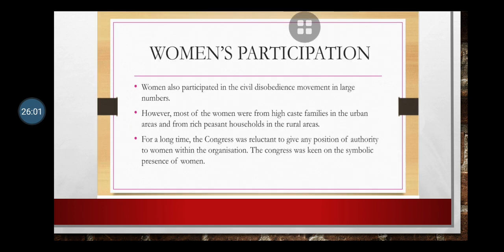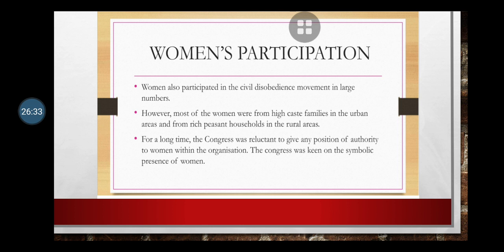And if we talk about women's participation, then we find that a large number of women actively participated in the civil disobedience movement as well as in the non-cooperation movement. But we see that most of the women were from high caste families in urban areas and from rich peasant households in the rural areas. For a long time, the Congress was reluctant to give any position of authority to women within the organization. The Congress was keen on the symbolic presence of women.